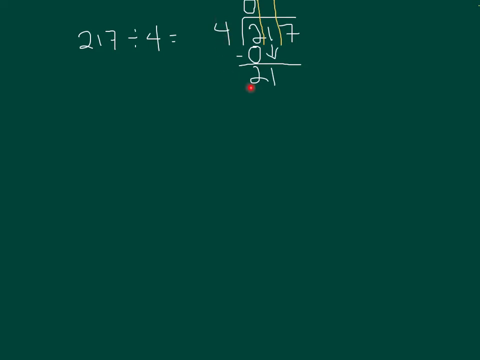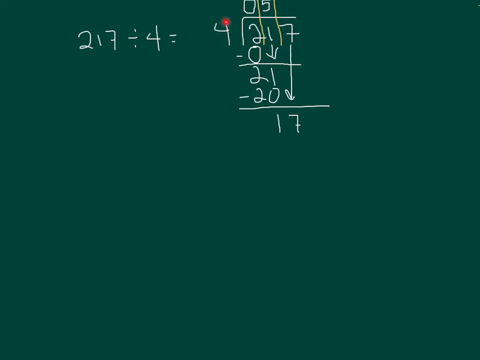Can 4 fit into 21? It can. 4 times 5 is 20, and 4 times 6 is 24, which is too high, so it must be 4 times 5, which is 20. Subtract. Check and make sure your remainder is less than your divisor. It is. Now you can bring down the next digit.